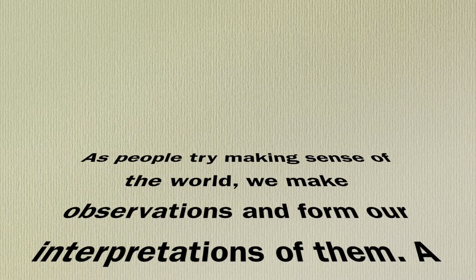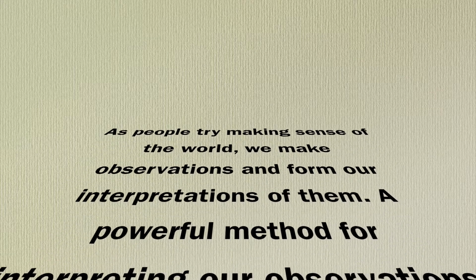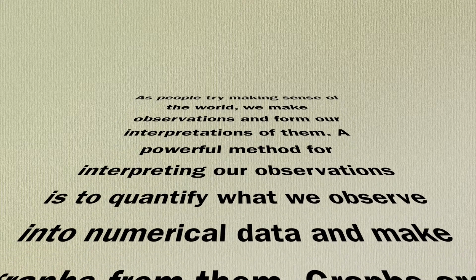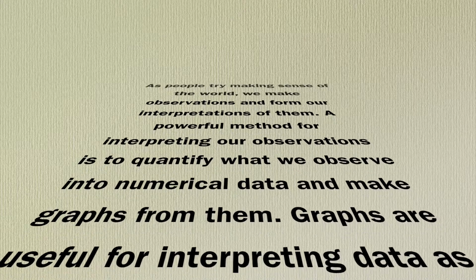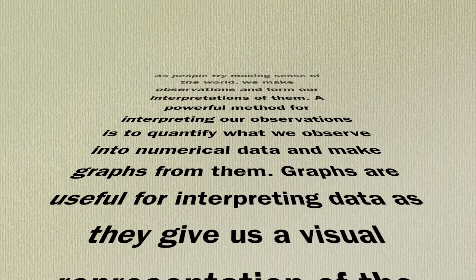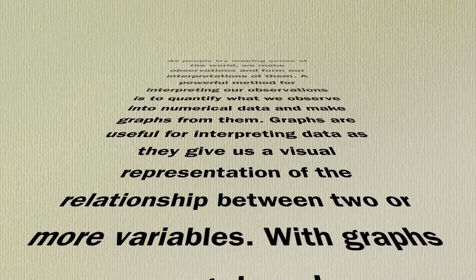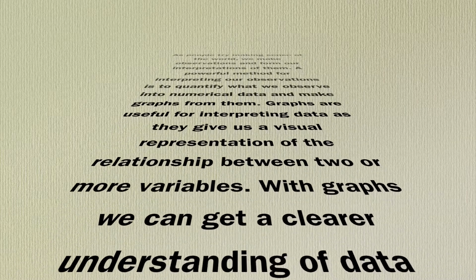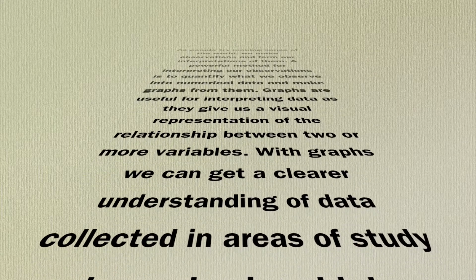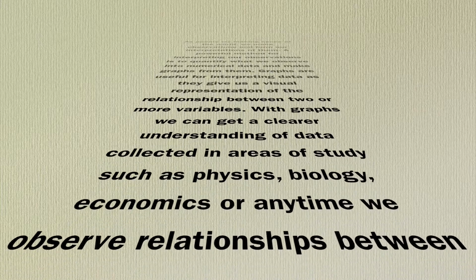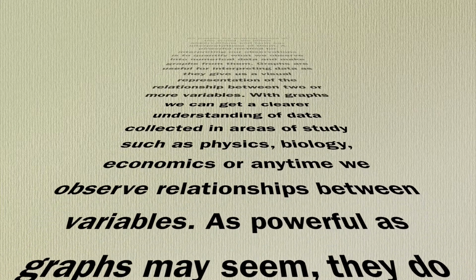As people trying to make sense of the world, we make observations and form our interpretations of them. A powerful method for interpreting our observations is to quantify what we observe into numerical data and make graphs from them. Graphs are very useful for interpreting data as they give us a visual representation of the relationship between two or more variables. With graphs, we can get a clearer understanding of data collected in areas of study such as physics, biology, economics, or any time we observe relationships between variables.